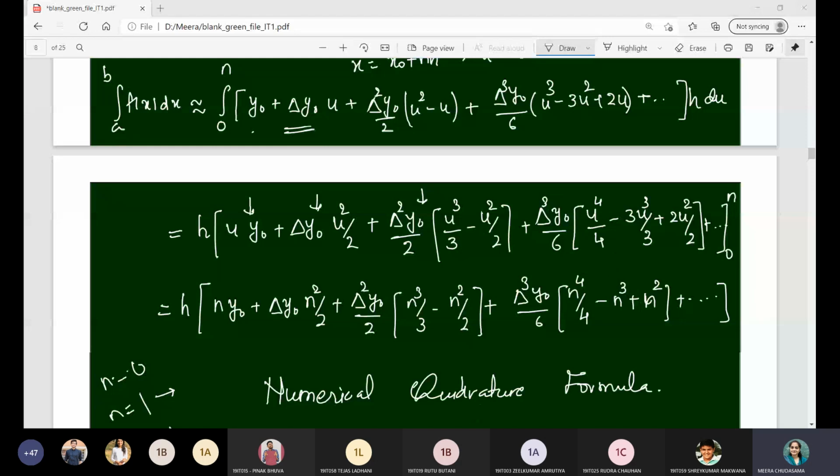Please raise your hand. Okay, good. Fine. So tomorrow we will consider the further numerical integration formulas, and examples also we will see tomorrow.